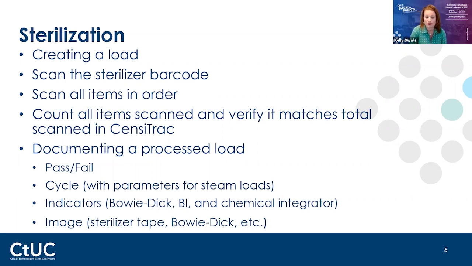And then on to documenting a process load. When you create a load and or a Bowie Dick load, the minute you click that Bowie Dick button, it defaults in the workflow load list in that load. It defaults that cycle to Bowie Dick. However, it does not include the parameters. So when you go to resolve that, you do your pass fail, you have to go to that Bowie Dick cycle, and from the drop down, select the one with the parameters.